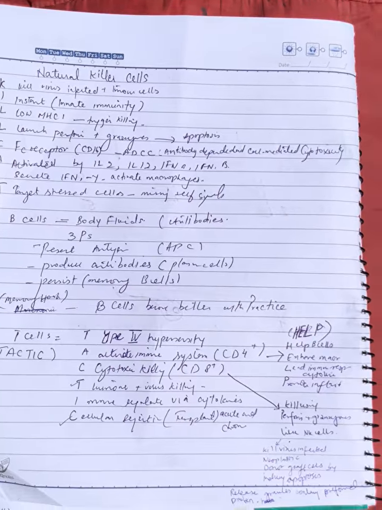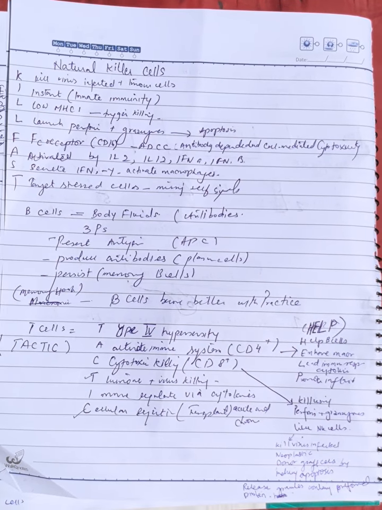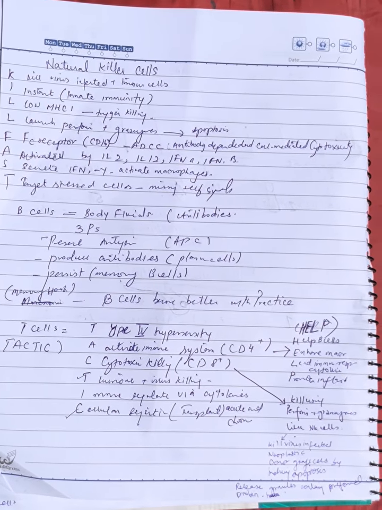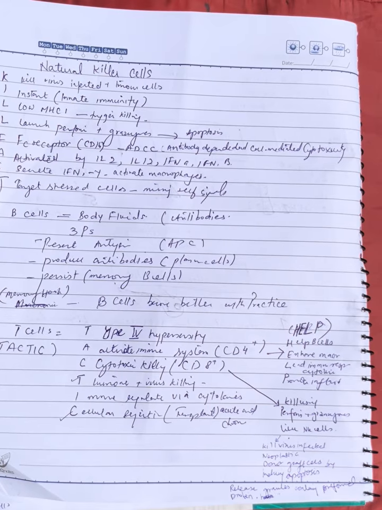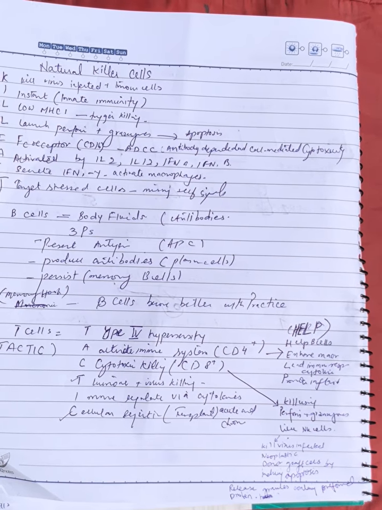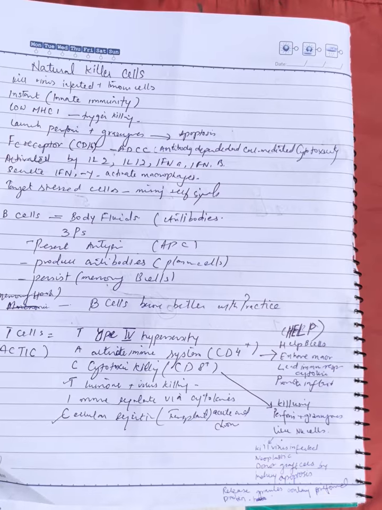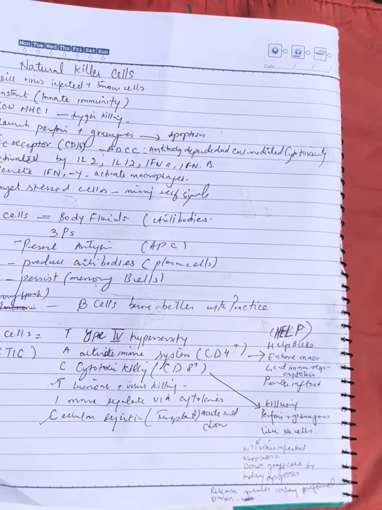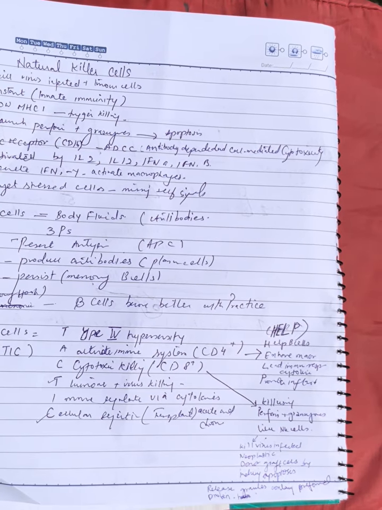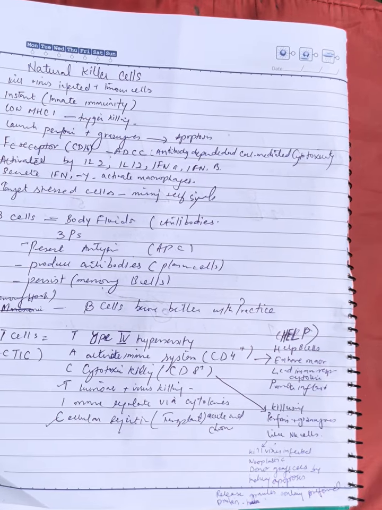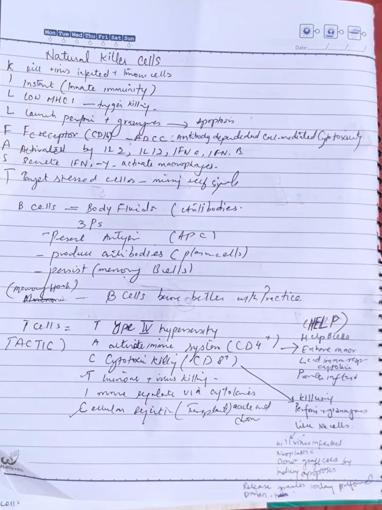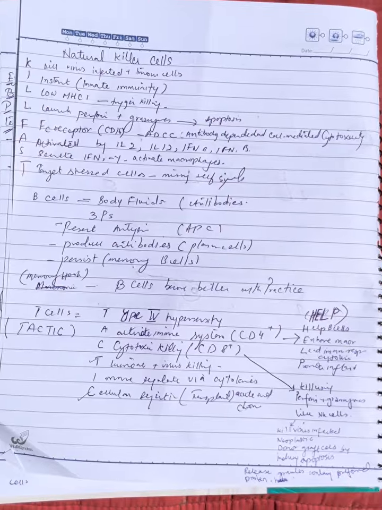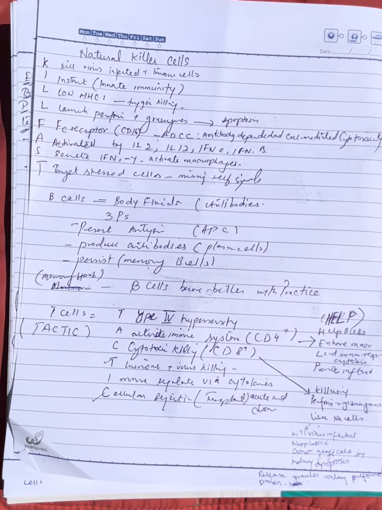If we talk about the T cells, the mnemonic is TACTIC. T is for type 4 hypersensitivity. A is for the adaptive immune system, that is the CD4, the helper T cells, which help the B cells, enhance macrophage potential, lead the immune response by cytokines, and promote inflammation. So the HELP mnemonic is for CD4. H is for help the B cells, enhance macrophages, lead the immune reaction, and promote inflammation.